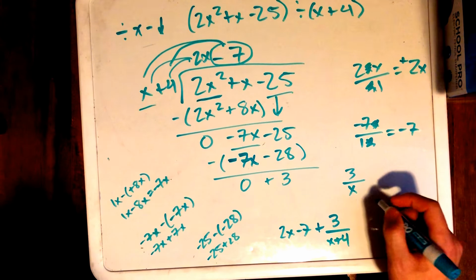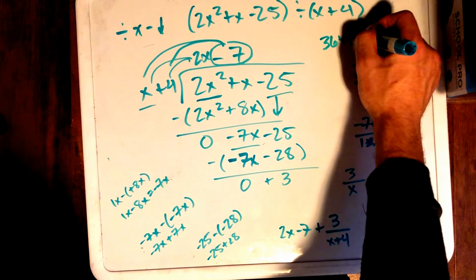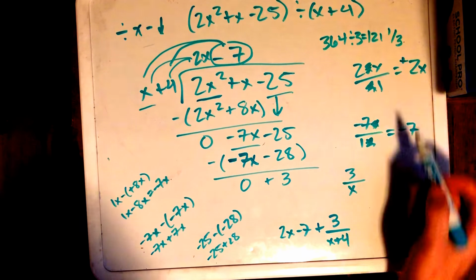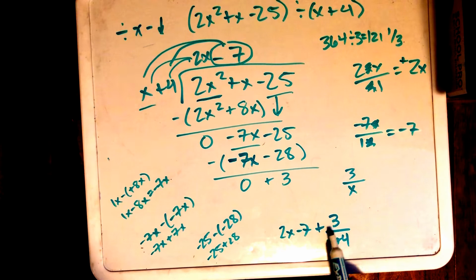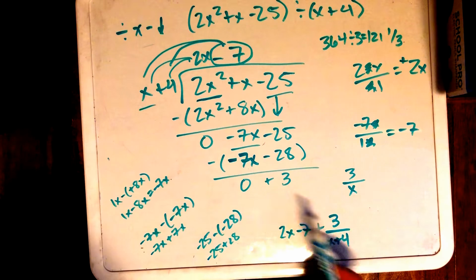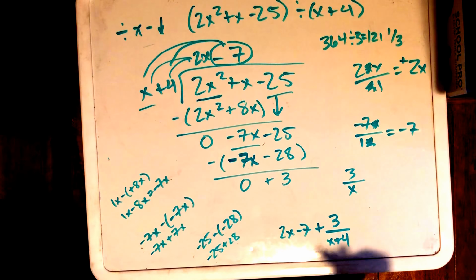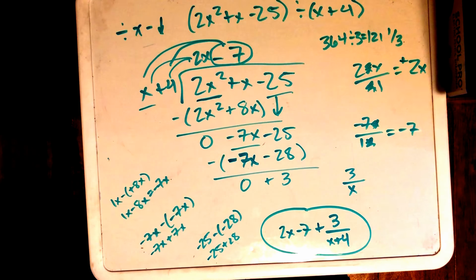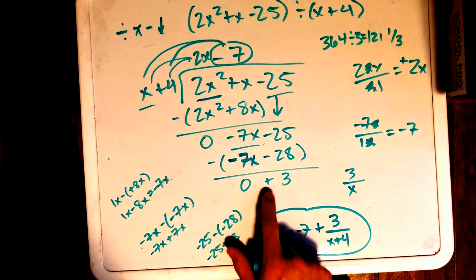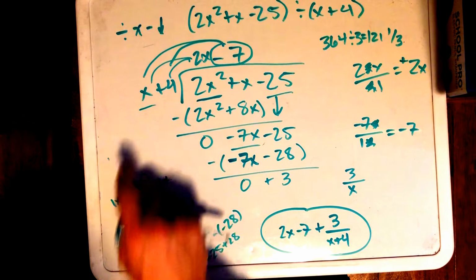But the reason we do it is because, just like with the earlier answer, we said that 364 divided by 3 was 121 and 1/3. Our remainder was 1, and we were dividing by 3. So now our answer is 2x minus 7 plus 3 over x plus 4. The reason is that 3 was our remainder, and we were dividing by x plus 4, just like 1 was our remainder and we were dividing by 3. So with polynomial long division problems that have a remainder, this is how we want to write our remainder. And if we had a negative 3 here, then this would become a negative. We're just putting whatever our remainder is over our divisor.